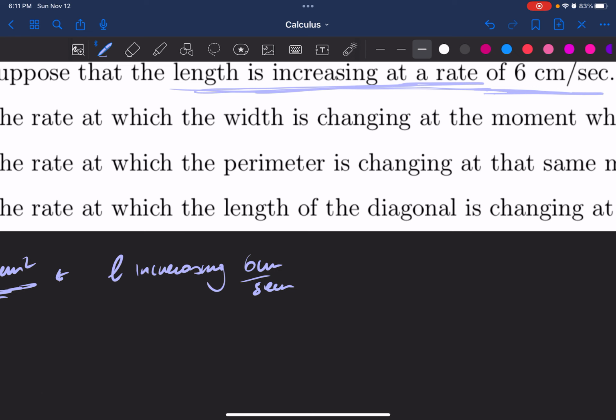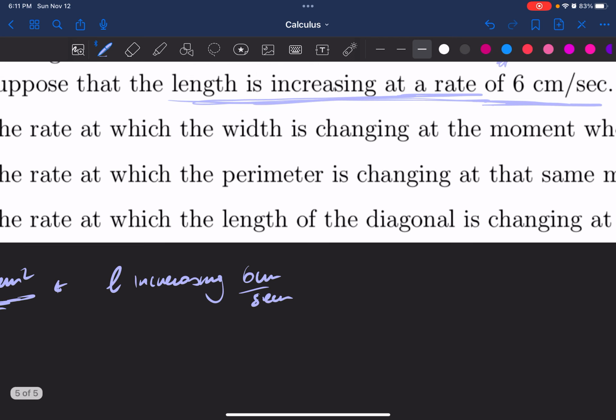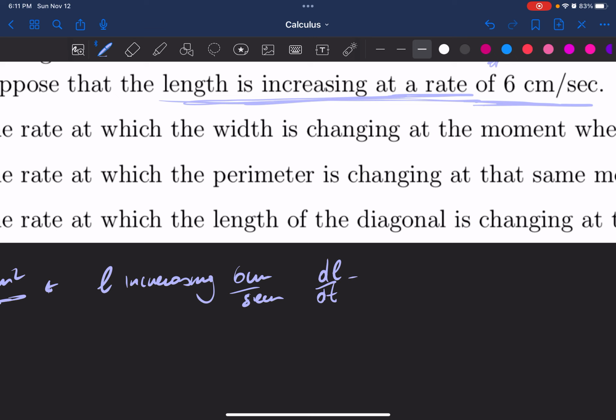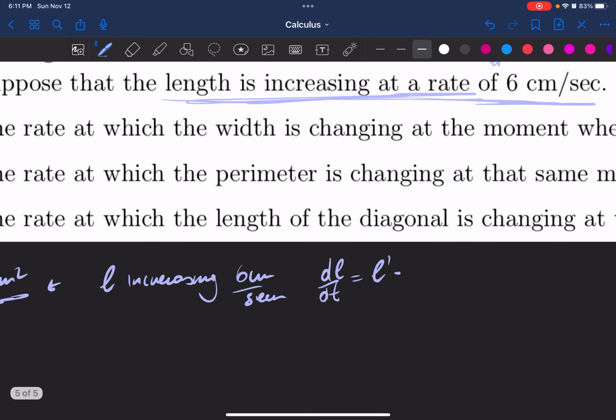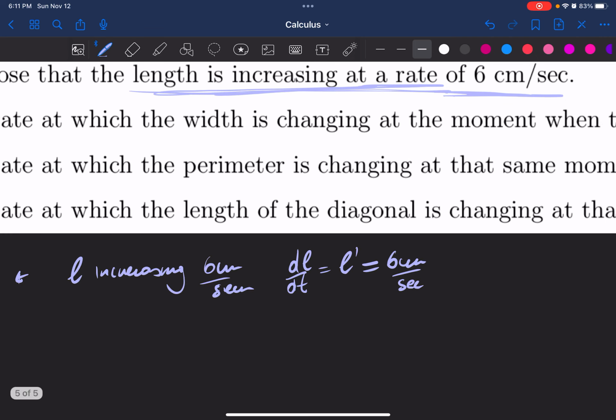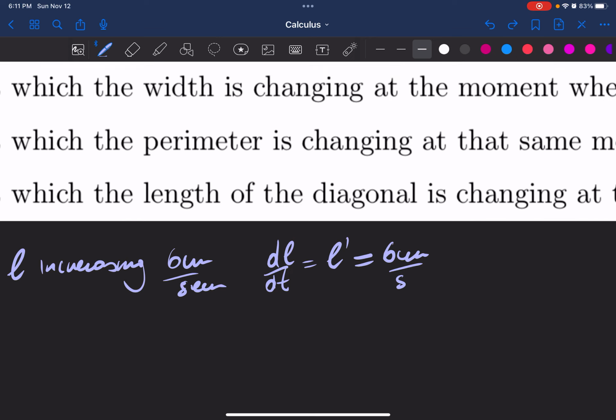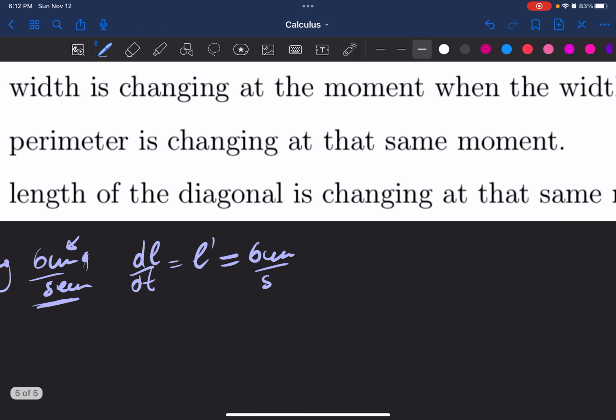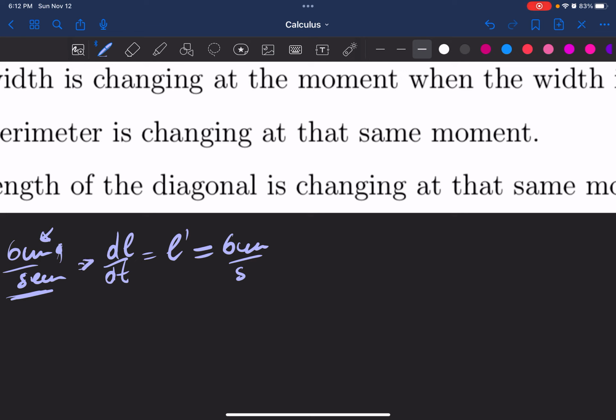So the length is increasing at a rate of 6 centimeters per second means that dL/dt, which is the same as L prime, is equal to 6 centimeters per second. The reason why we put dL/dt is because the length is changing. So L is changing with respect to time. They say that every second we're changing our length by 6 centimeters. So this is what it means. We have dL/dt, which is the same as L prime that many people will use, is equal to 6 centimeters per second.